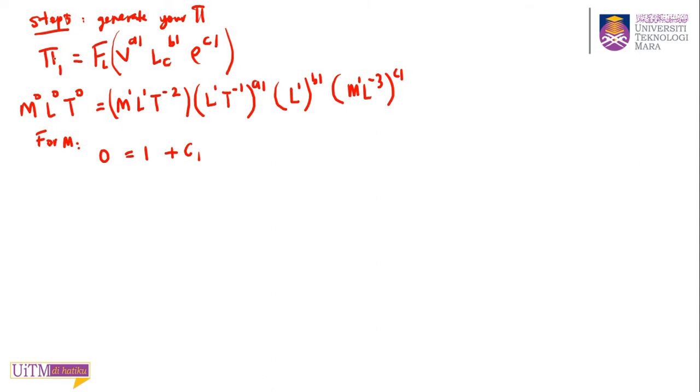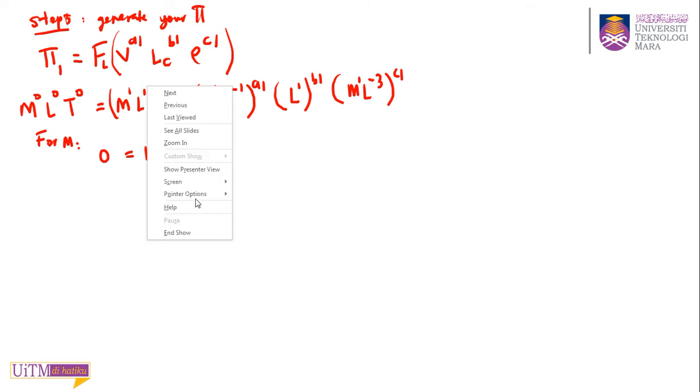Okay, and the dimensionless parameter here has M0, L0, T0. So you will write the equation for M: 0 equals M1 plus, there is no M here, so plus zero. Right, I write it like this to make it easier.